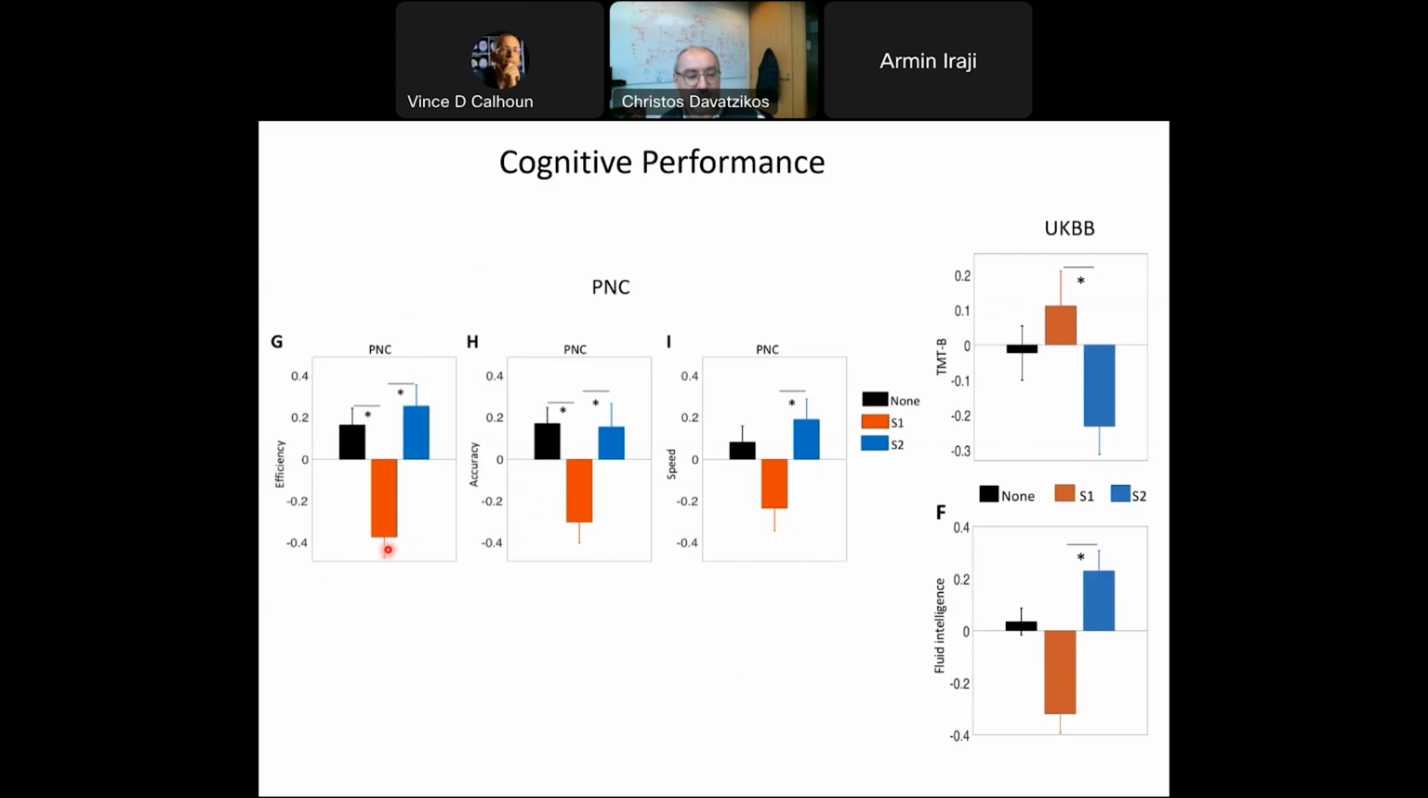People with S1 signature at the PNC had reduced cognition. The same thing was the case at the UK Biobank. The trail making test is opposite, so basically this is reduced cognition over here. So people with S1 signature had reduced cognition, and people with S2 signature actually had increased cognitive performance.